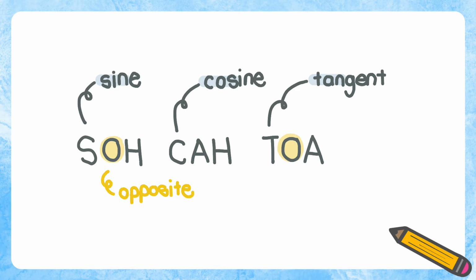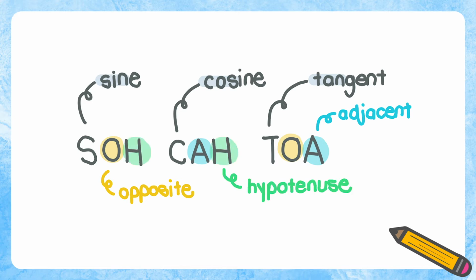O stands for opposite, so the opposite side of where you're standing from. Notice how the opposite side is associated with both the sine and the tangent parts. A stands for adjacent. It's that side right next to you in the right triangle. So adjacent sides are associated with either cosine or tangent functions. And H stands for hypotenuse. This is the side opposite of the right angle. So the hypotenuse is associated with the sine and cosine functions.